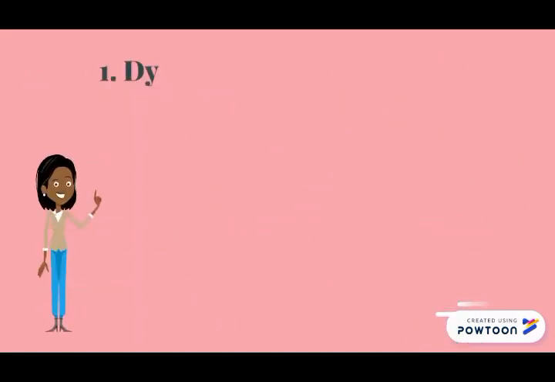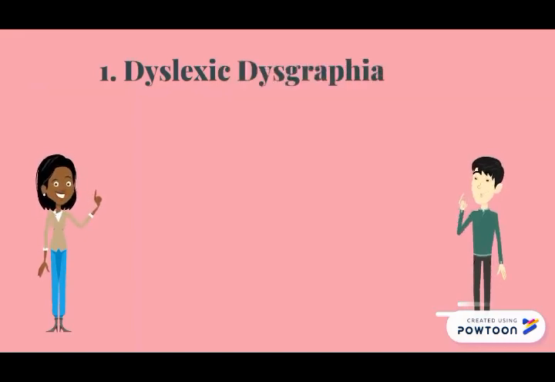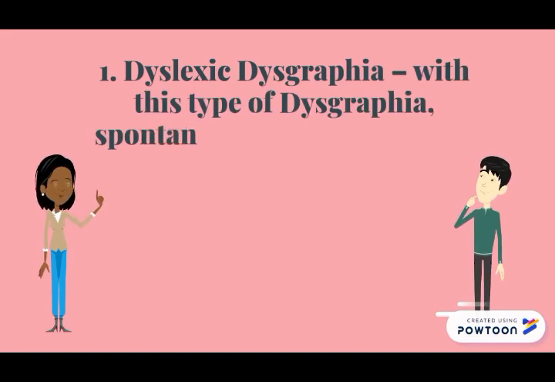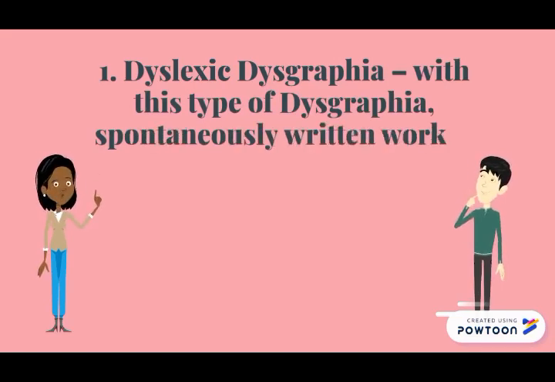Number 1. Dyslexic dysgraphia. With this type of dysgraphia, spontaneously written work is illegible, copied work is fairly good, and spelling is bad.